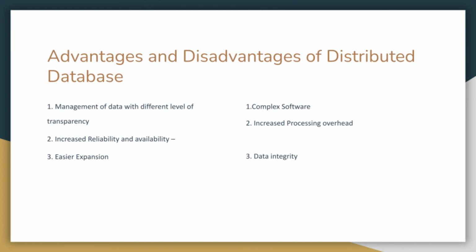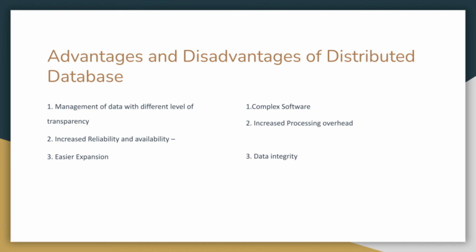3. Easier expansion. In a distributed environment, expansion of the system in terms of adding more data, increasing database sizes, or adding more processors is much easier. Disadvantages: 1. Complex software. Complex implementation costs more in terms of software cost compared to a centralized system. Additional software might be needed in most of the cases over a centralized system.